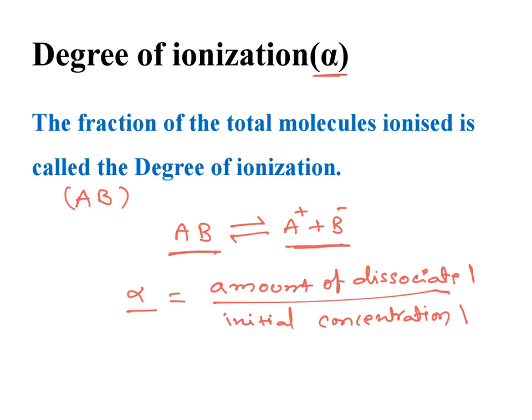Sometimes we write this data in terms of percentage also. Percentage of degree of ionization or percentage of degree of dissociation is equal to the amount dissociated divided by the initial concentration, multiplied by 100. So when we multiply this by 100, we get the percentage of degree of dissociation.